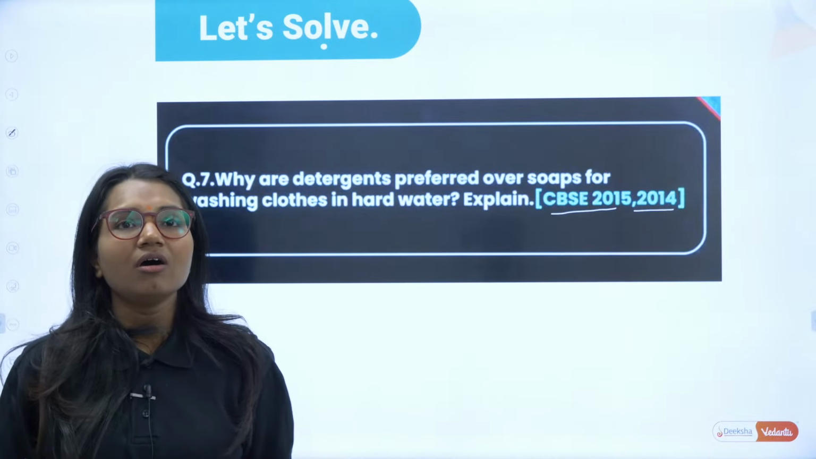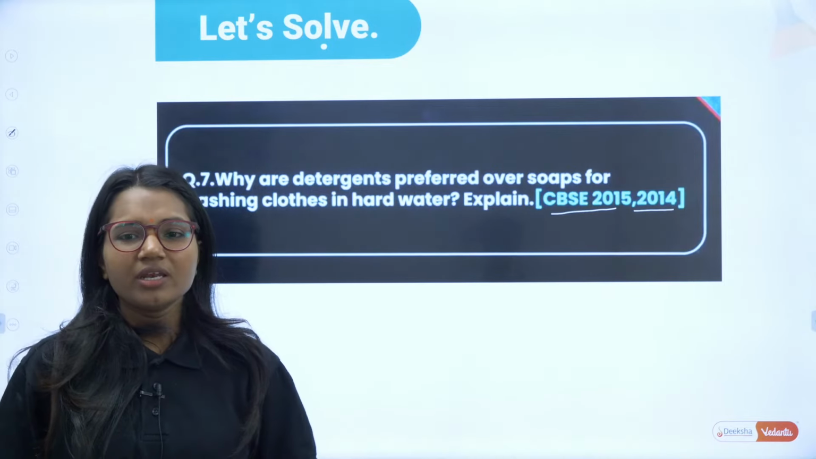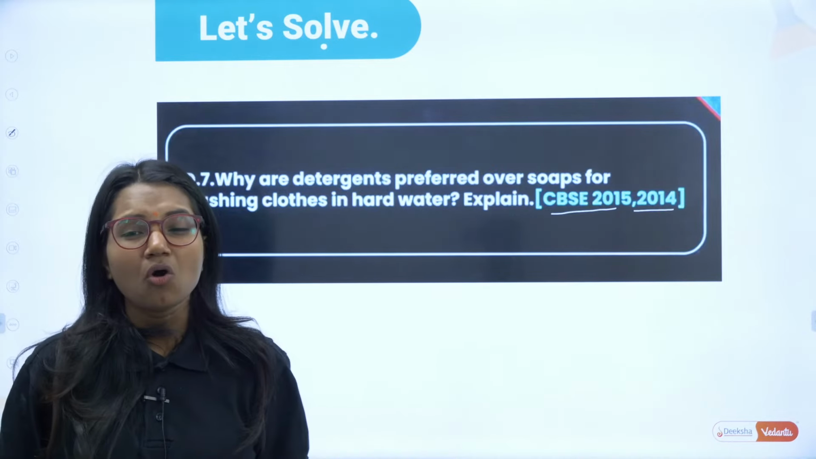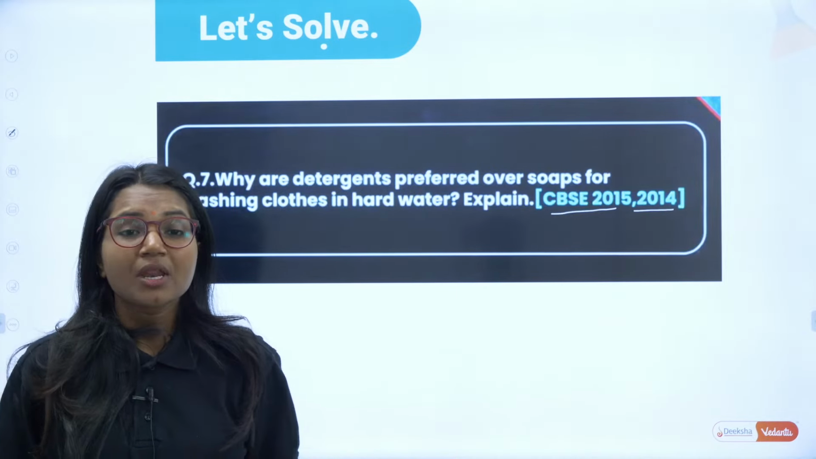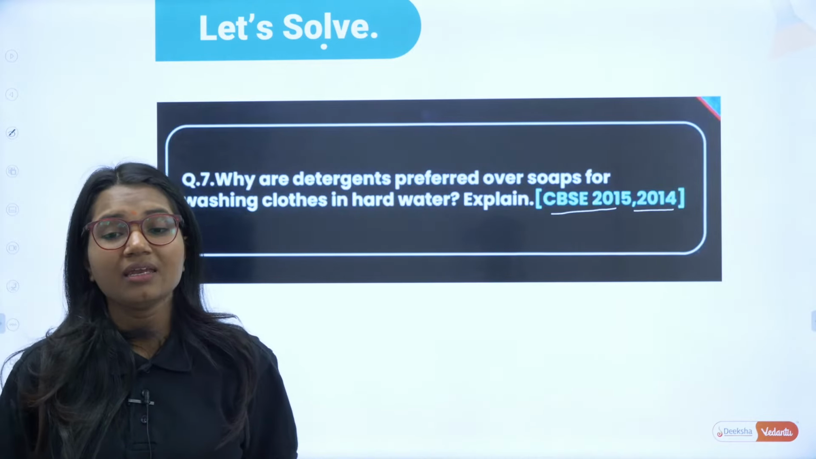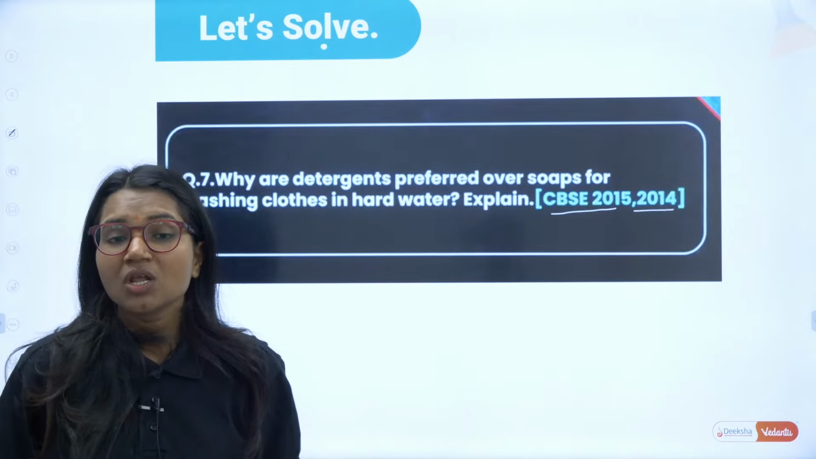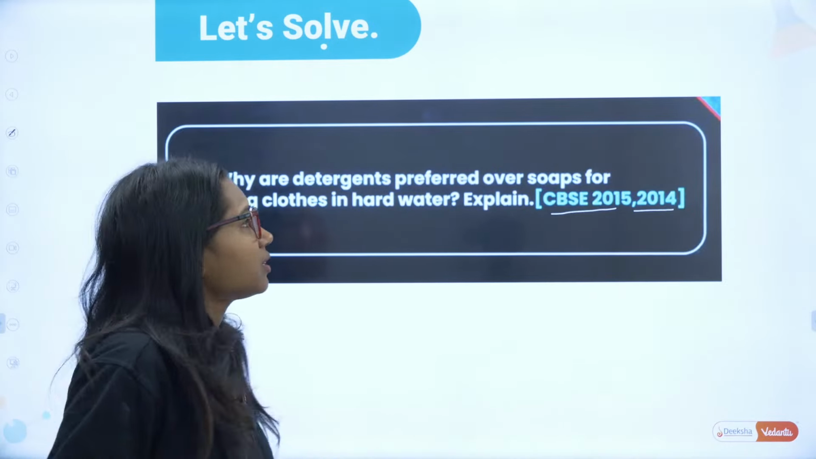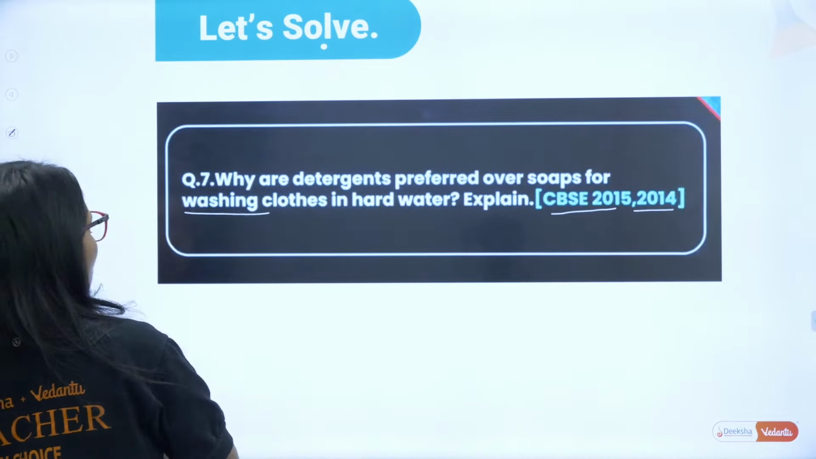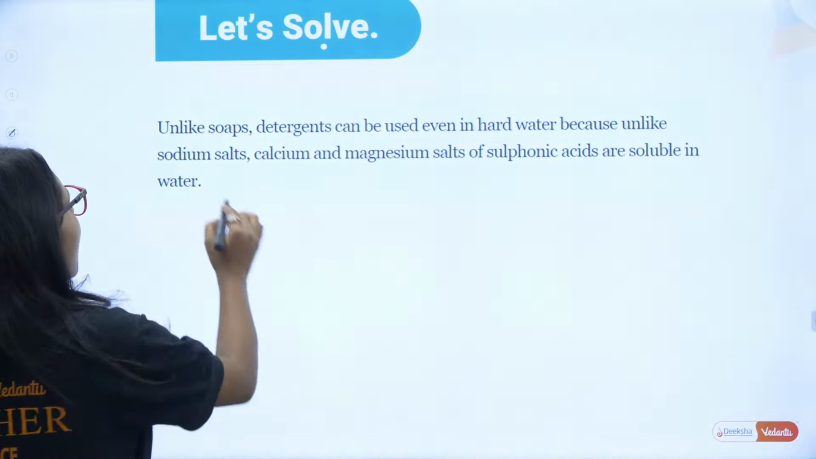There are some very strong stains which don't go by general washing. We use harsh chemicals like detergents for them, but on our body we can't do that because our body is sensitive. So can you tell me the reason? Why are detergents preferred over soaps for washing clothes in hard water? What is the answer?